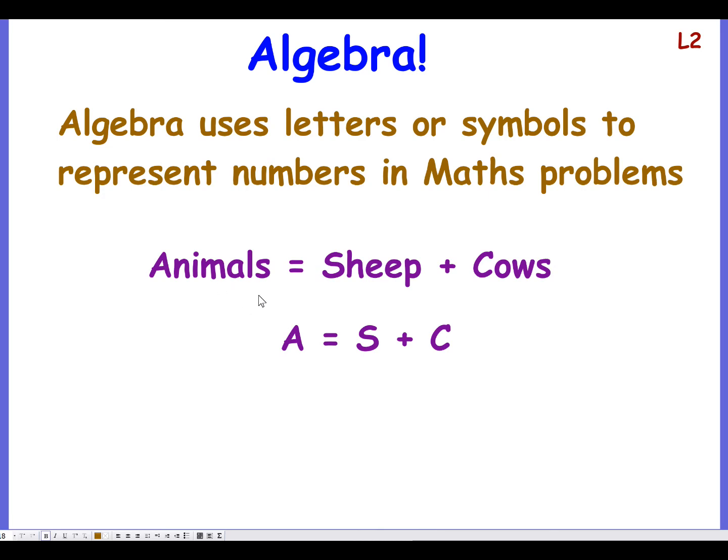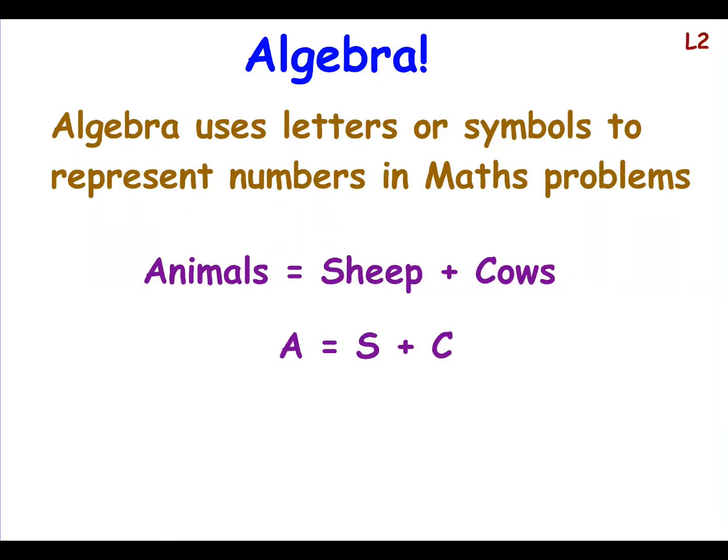Okay, so here, instead of writing the word animals, we have this variable A. Here we have sheep, S, and cows, C. So A equals S plus C. The A, the S, and the C stand for something, but we don't know what they are yet because nobody has told us. So the next part of the lesson is called substitution. This is where we swap the letters for numbers. So if I tell you that there are 10 sheep in the field and 12 cows, so we're swapping the letter S for the number 10 and the letter C for the number 12, then we know there are 22 animals in our field.